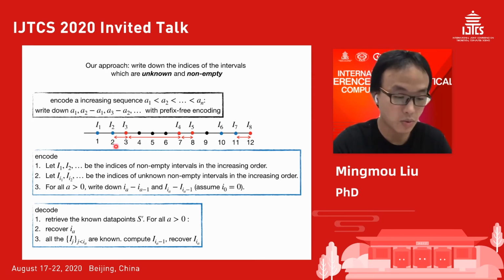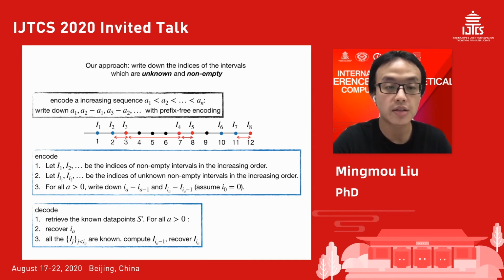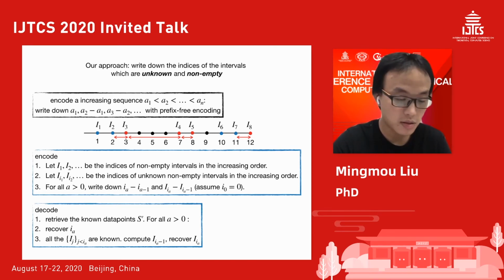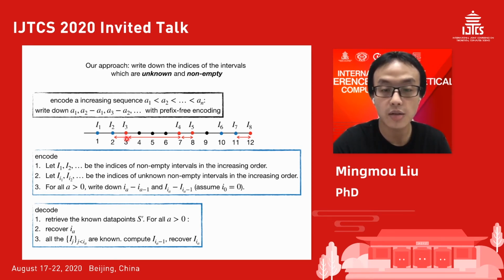Then, we write down a number 1 to inform the next unknown interval. It has index 3. Now, the non-empty interval which has index 3 becomes a known interval. So, we write down number 1 to inform the next unknown interval succeeds the third non-empty interval, and we write down number 1, 2, 3, 4 to inform that the next unknown interval has index 3.